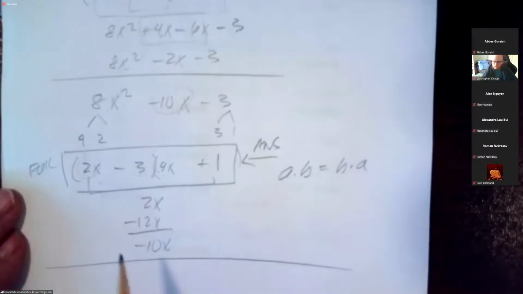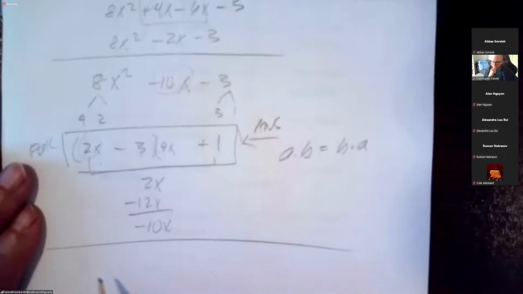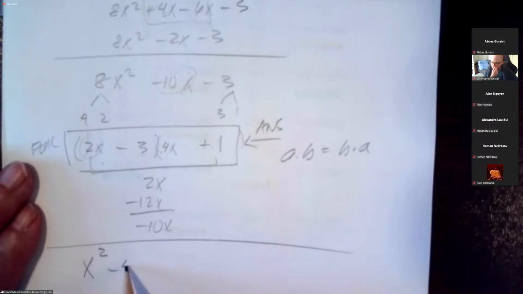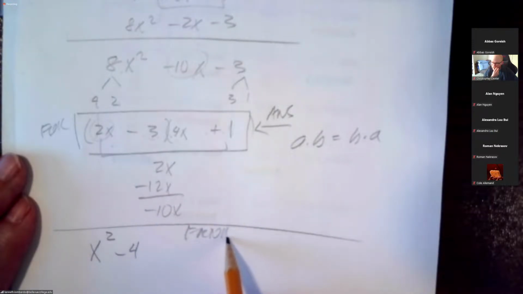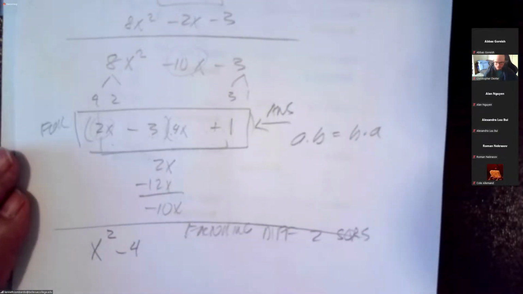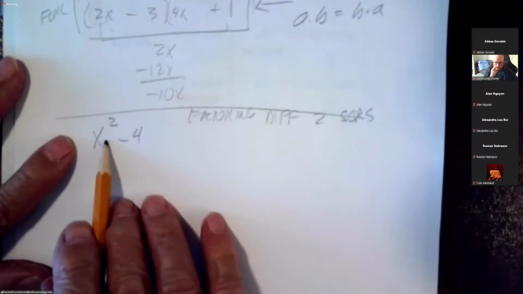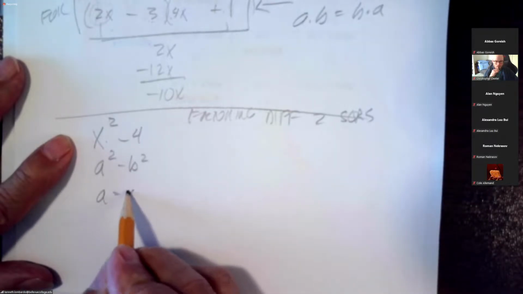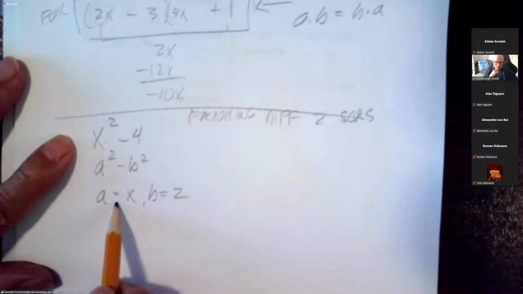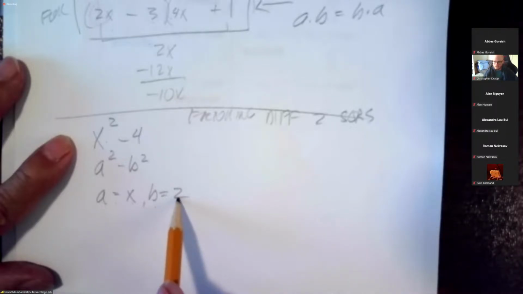Let's take another one. Let's take this one, x squared minus 4. So here we're factoring the difference of two squares. Okay, we're factoring the difference of two squares. So this looks like a squared minus b squared. If we let a equal x and we let b equal 2, that would look like x squared minus b squared, which is this, okay?